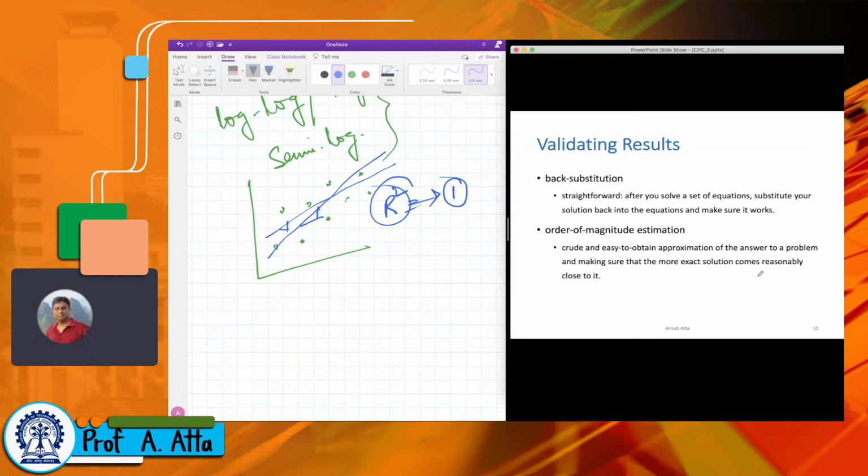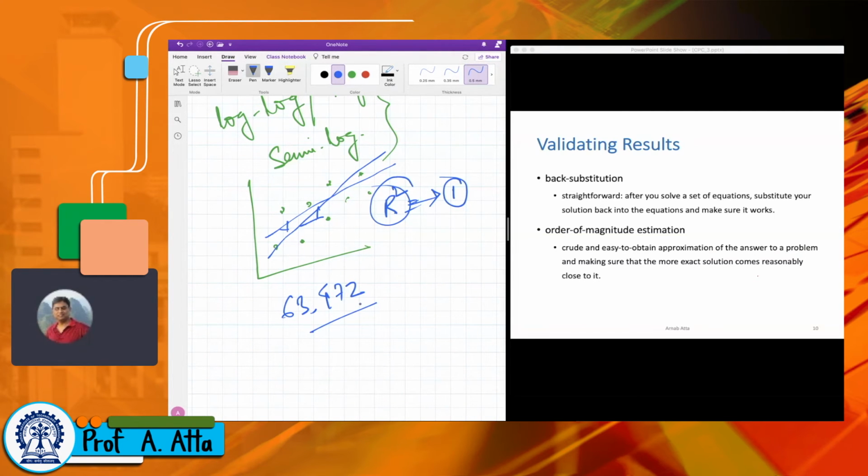So what do you understand by order of magnitude? Can someone tell me what you understand by order of magnitude? Right. Okay. So say I say that a number, say 63,472.